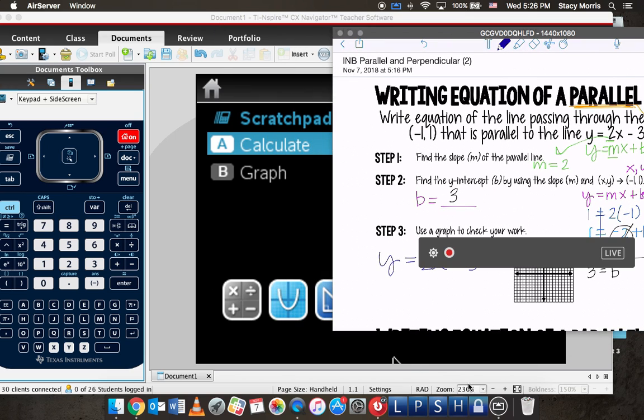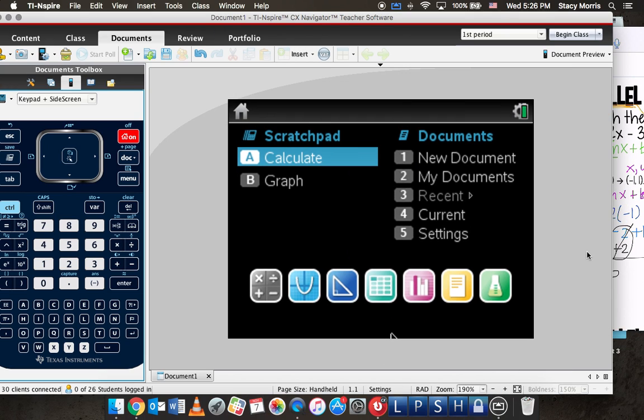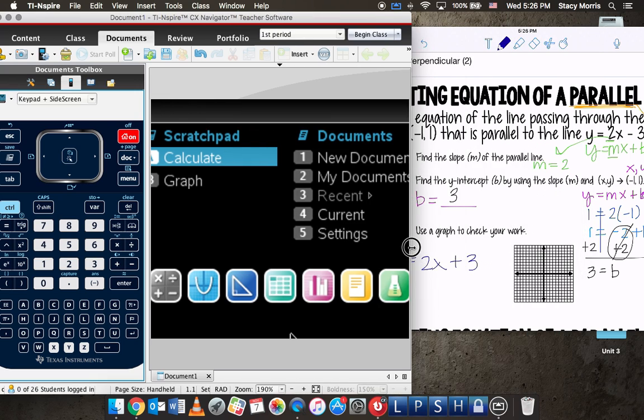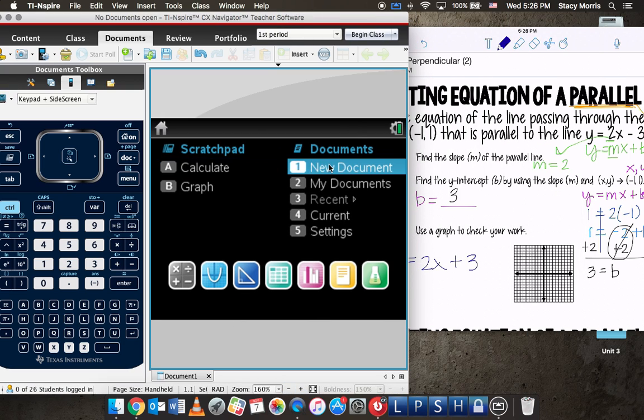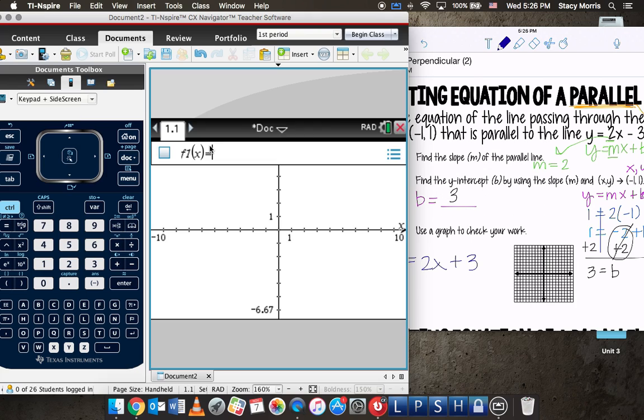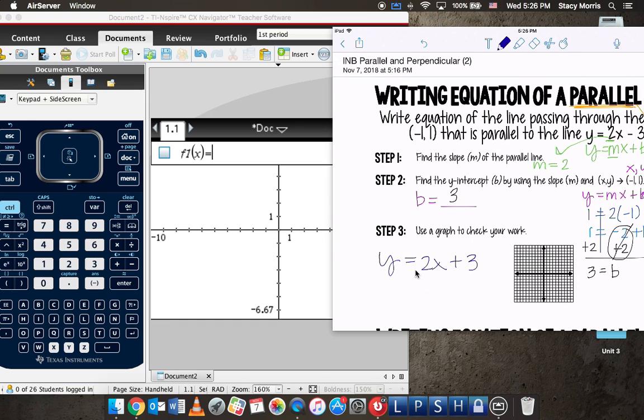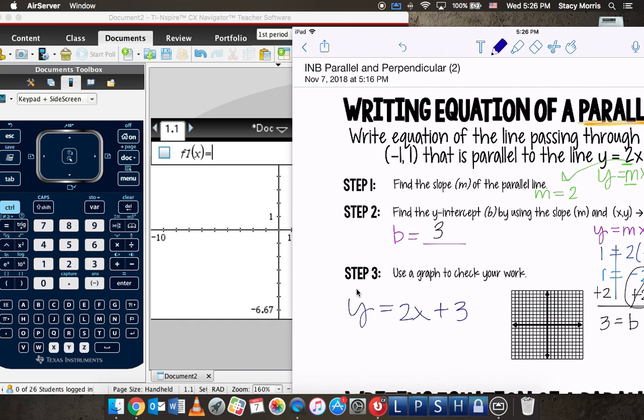In my calculator, I'm going to add a graph page. So I'm going to do a new document. I'm going to add a graph. Remember that f of x is the same thing as y equals. I don't have to delete that to change it to a relation. I can just leave it like this.